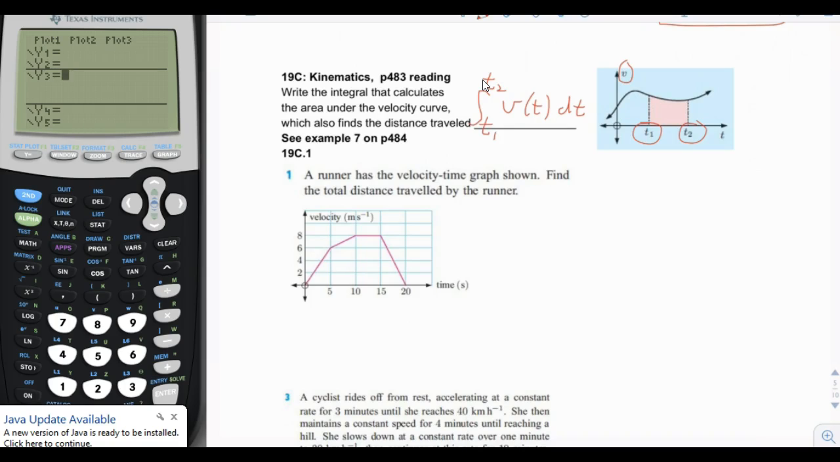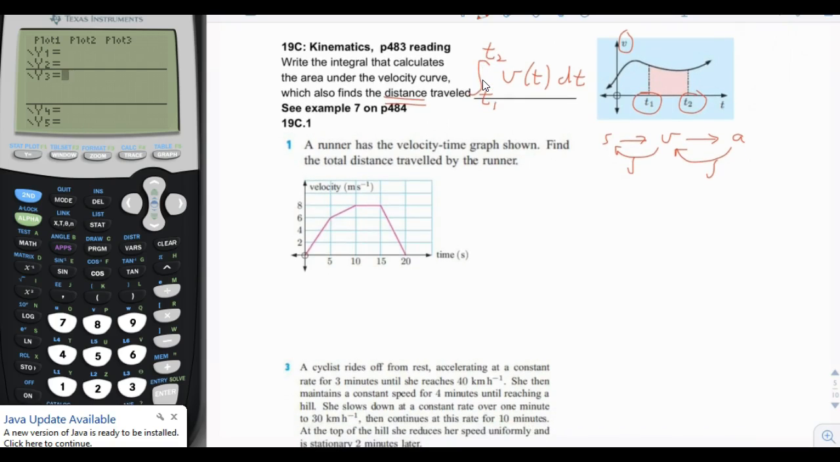19C1. A runner has the velocity time graph shown. Find the total distance traveled by the runner. Now remember, the area under the velocity curve actually gives you the distance traveled. Just like whenever you take the derivative of distance, you get velocity. You take the derivative of velocity, you get acceleration. If you take the integral of acceleration, you get velocity. If you take the integral of velocity, you get displacement. So if you take the integral of the velocity curve, you're going to get displacement.